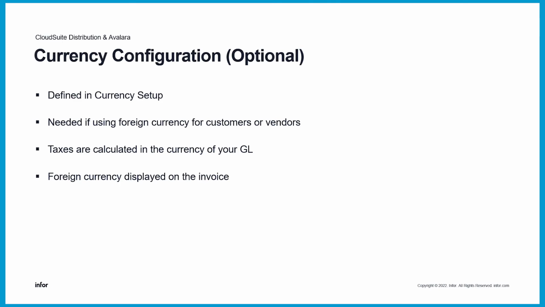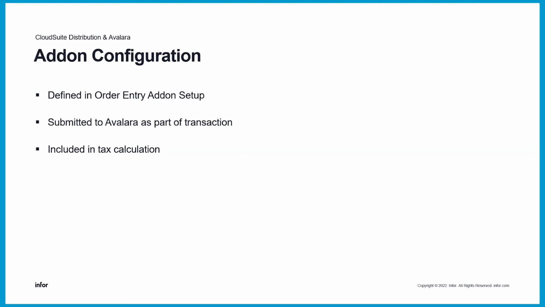When a call is made to calculate taxes in Avalara or AvaTax, the order amounts are converted to your domestic currency before being calculated. The tax amounts are stored in the system for posting to the GL, and then those values are converted back to the foreign currency to display on the invoice.